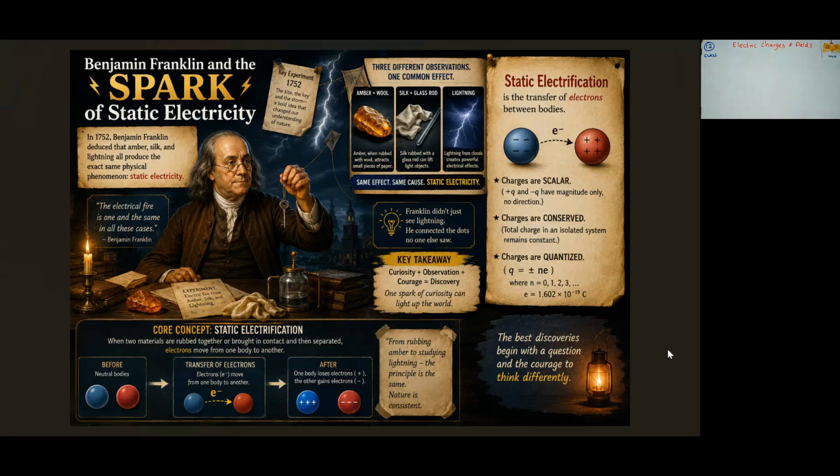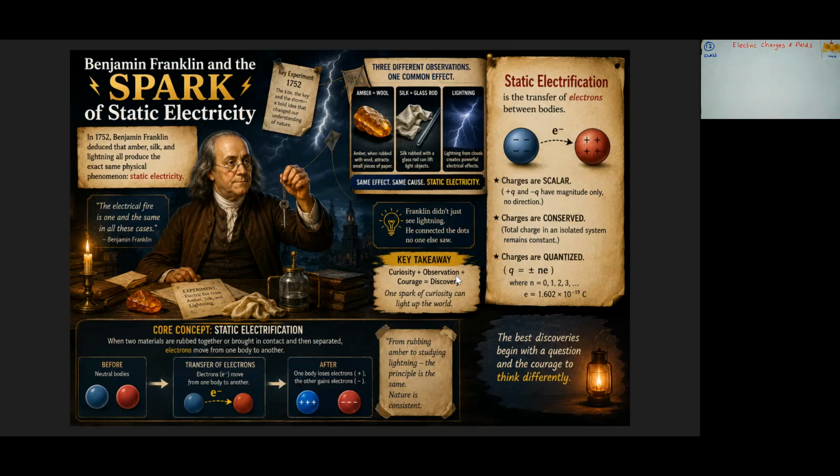Key takeaway: curiosity, observation, and courage equal discovery. One spark of curiosity can light up the world. From rubbing amber to studying lightning, the principle is the same. Nature is consistent.